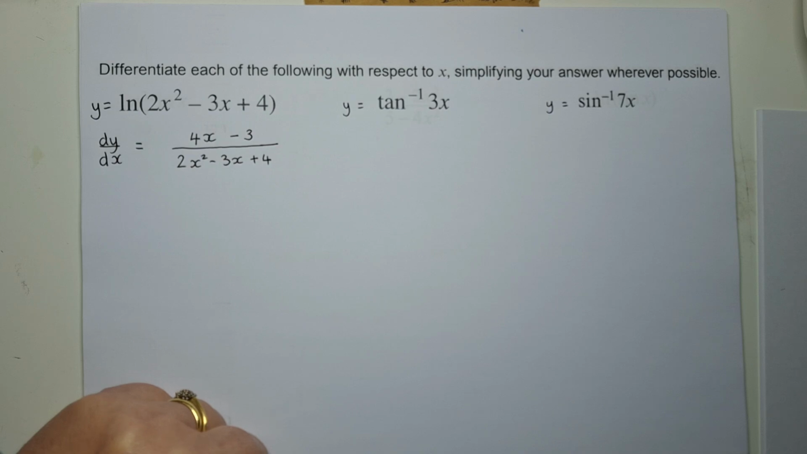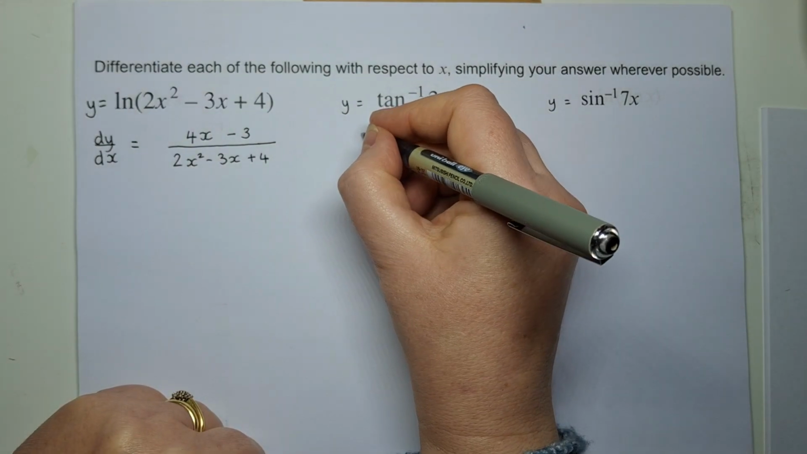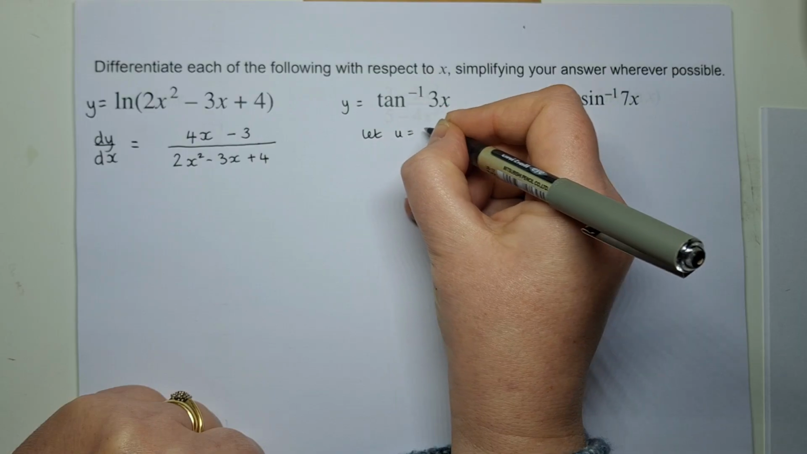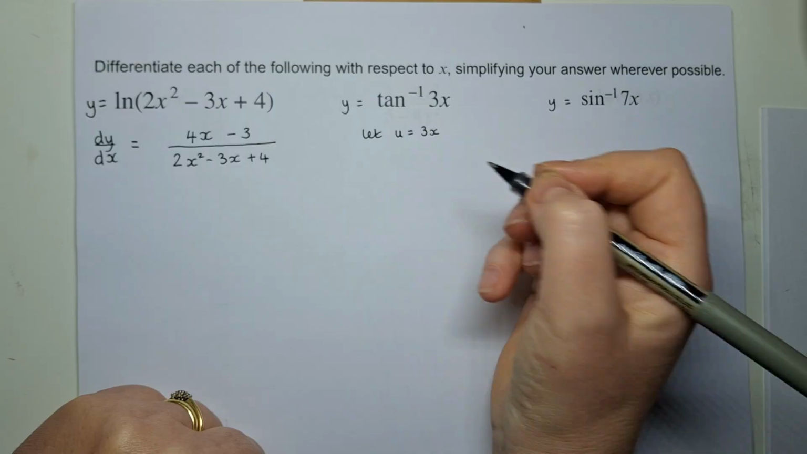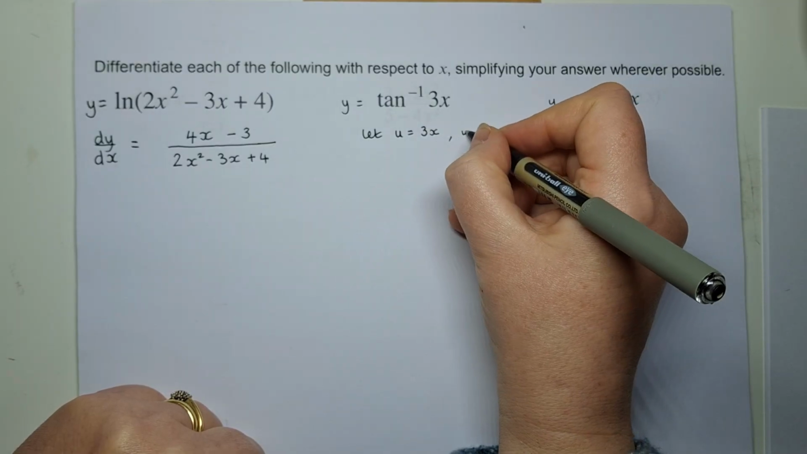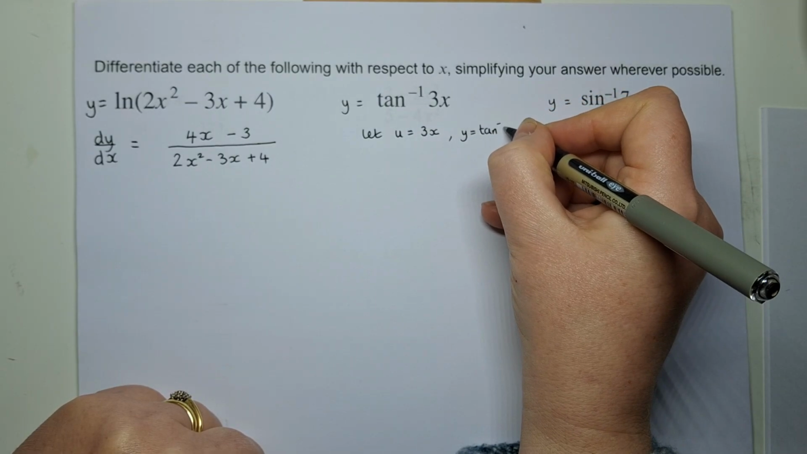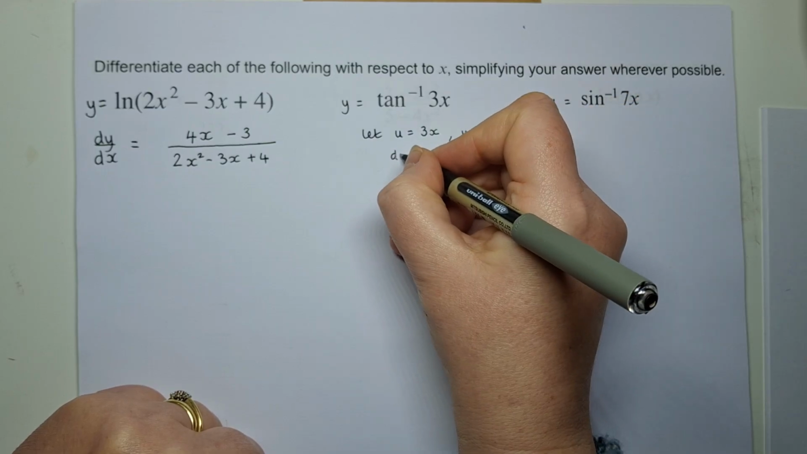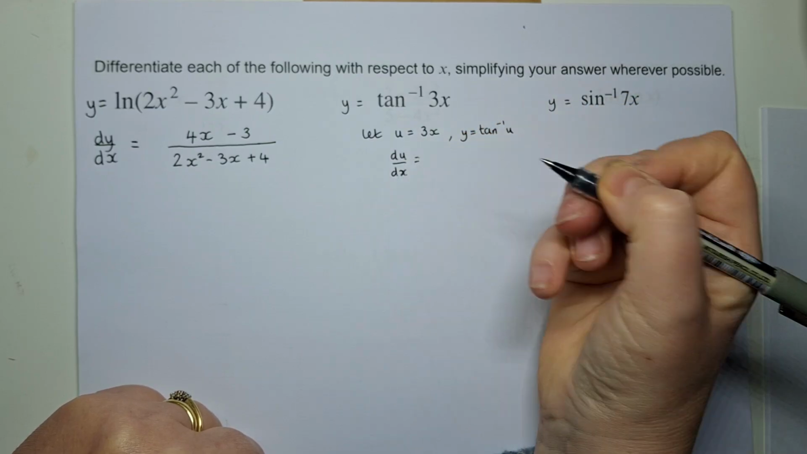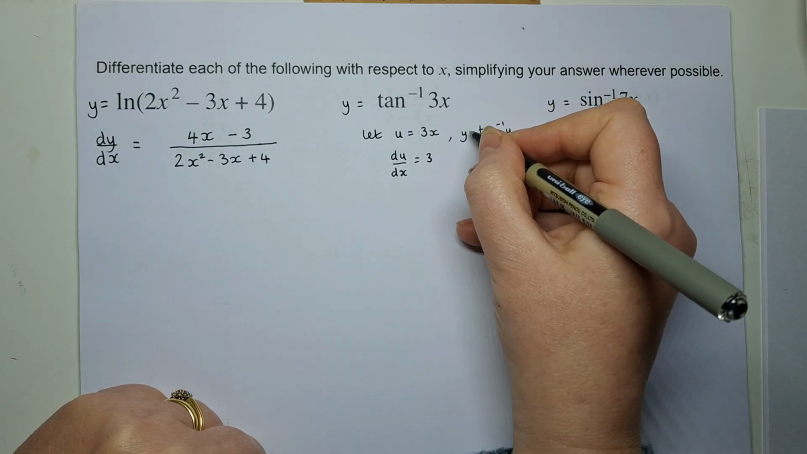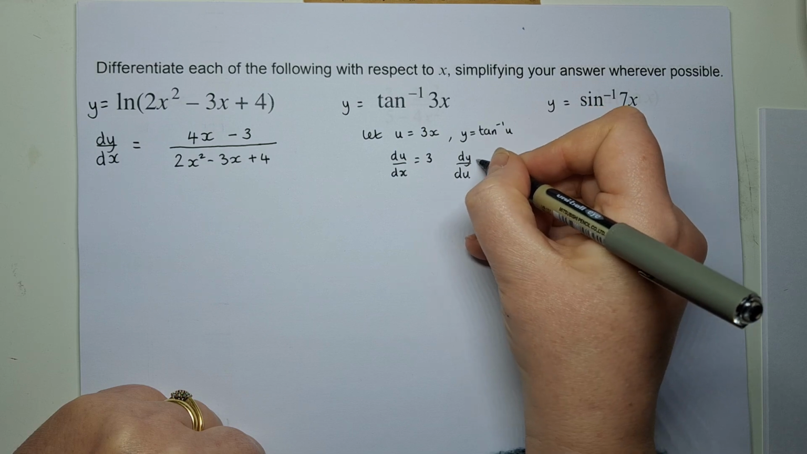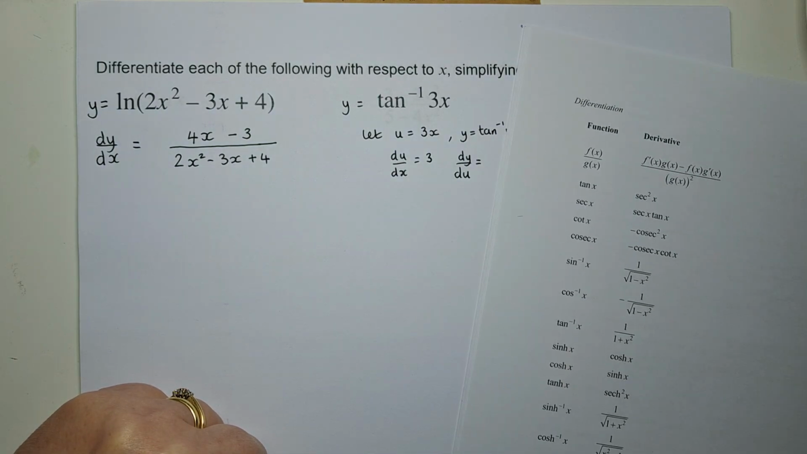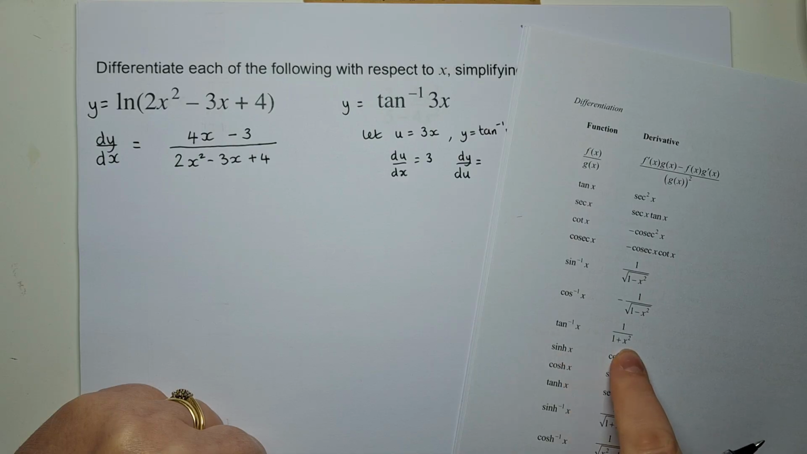So let's use this as an example of the chain rule. The chain rule idea is where you let one letter stand for a more complicated bit. So here we've got u equals 3x and y is inverse tan of u. We can differentiate to get du by dx is 3. Then if we differentiate this one, we have to differentiate using u's. So that would become dy by du, and then we can copy the answer for the differential of tan from the formula book. But we're going to put a u in place. So that's going to be 1 over 1 plus u squared.